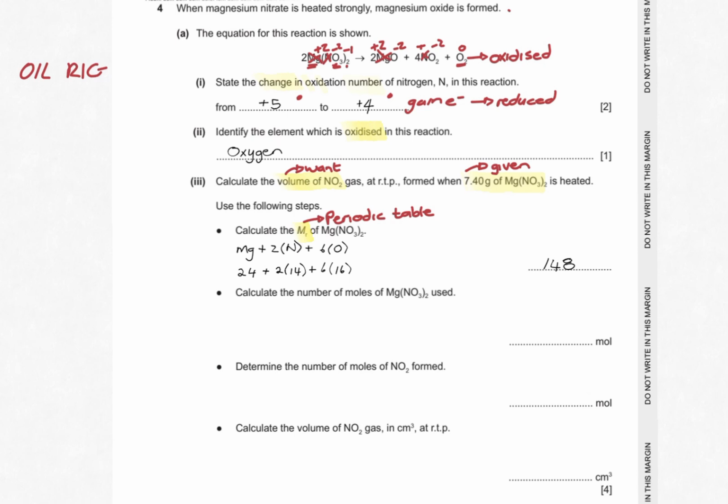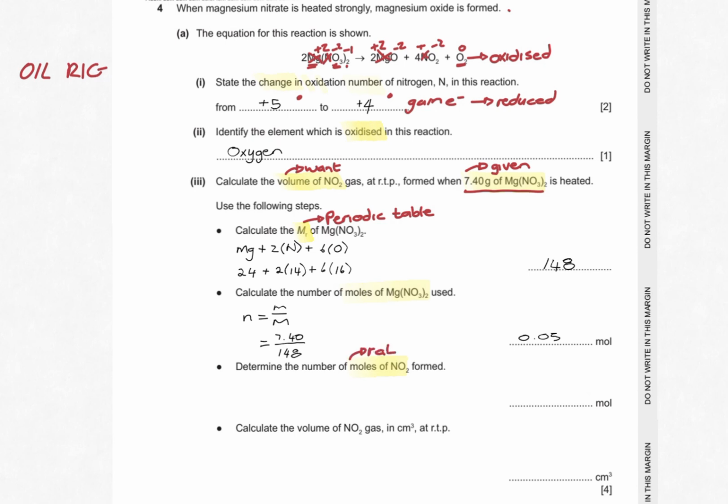Then they ask us to calculate the number of moles of magnesium nitrate that was used. So to calculate moles, we can say it's the mass divided by the molecular mass. Now our mass was given in the question as 7.40 grams. And our molecular mass is what we calculated in the previous question, 148. So if we divide 7.4 by 148, we get an answer of 0.05 moles.